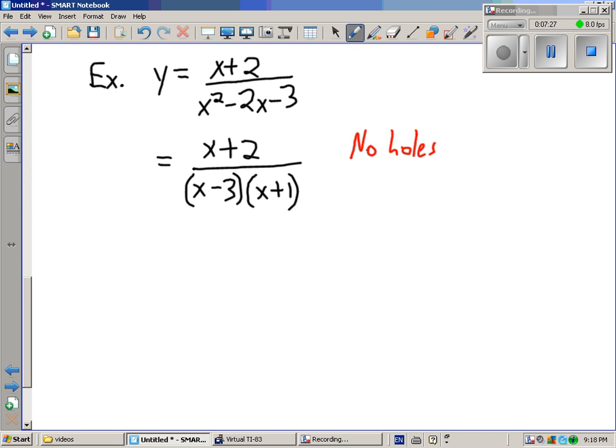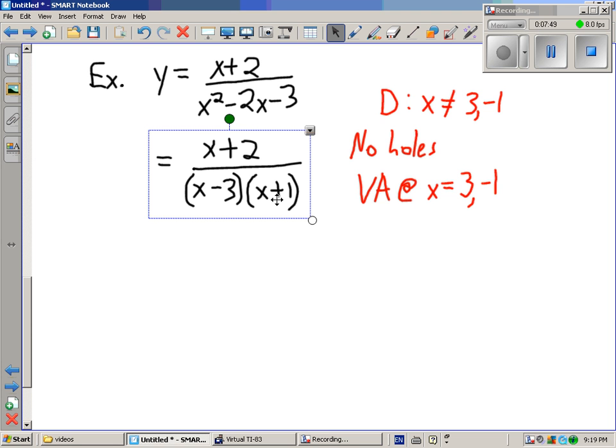So what's left is this x minus 3 and this x plus 1. So that tells us that we have vertical asymptotes at x equals 3, x equals negative 1. The domain cannot include those values because you can't divide by 0 here, you can't divide by 0 because of that x plus 1.